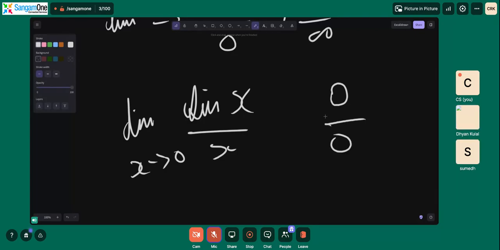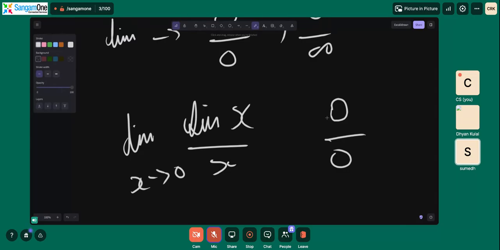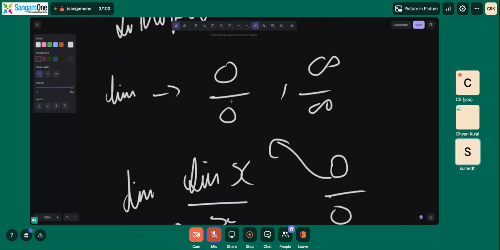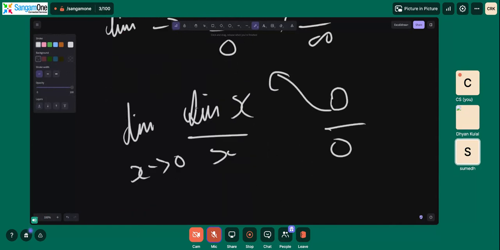So can I now apply L'Hopital rule? I know to apply this rule it has to be in this form, and it exists in this form. Now what I can do is find the derivative of this function and solve this, right? That's what L'Hopital rule says.